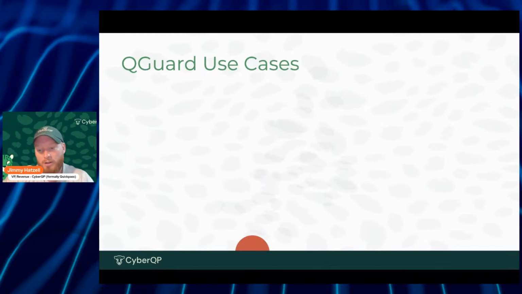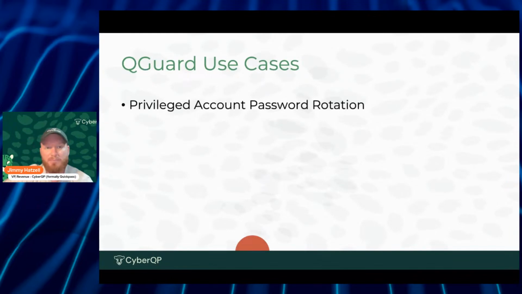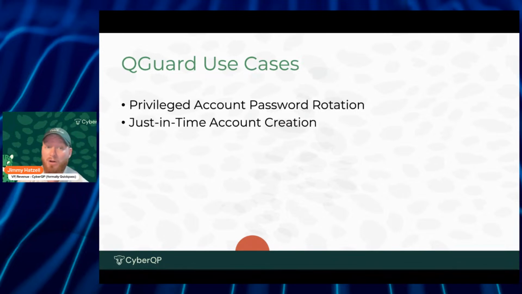Our QGuard covers many different areas, such as privileged account password rotation. We can automatically rotate the passwords for every single administrative account across all of your Windows environments. This includes local admin accounts or your normal break glass accounts, or any accounts on a server, like a domain admin or service account, and even Azure AD accounts through our integration with Office 365 and Azure Active Directory. We can also do just-in-time account creation, which I will show today.